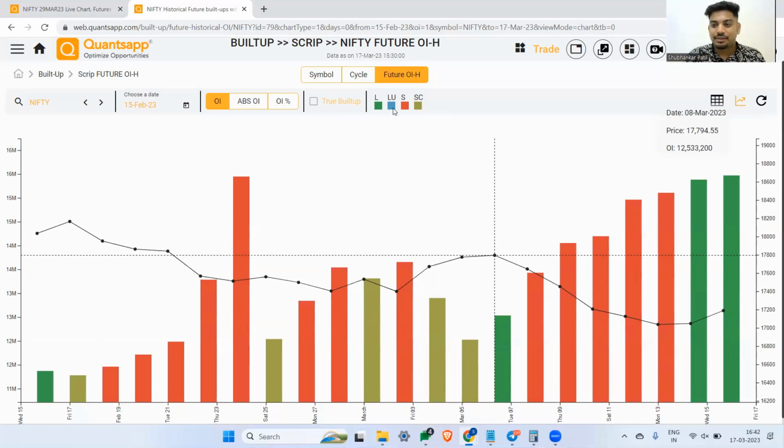So yes, folks, that was it from my side. So do access the analytics, and to make your trading easy, green and blue is the combination for positivity, red and yellow is the combination for negativity.